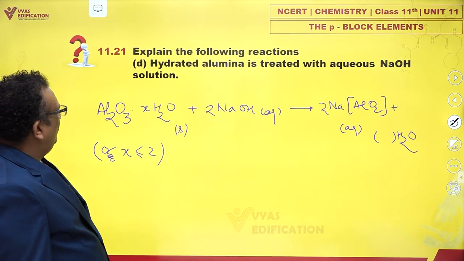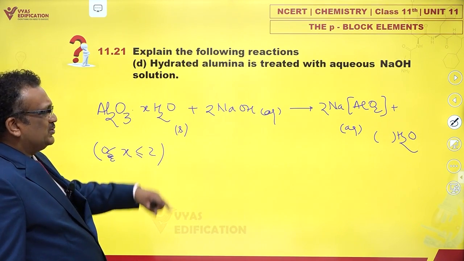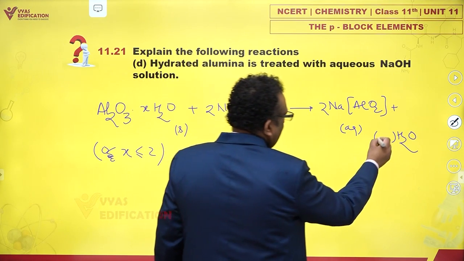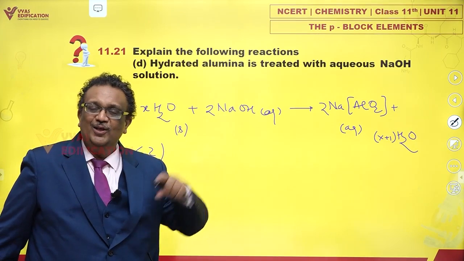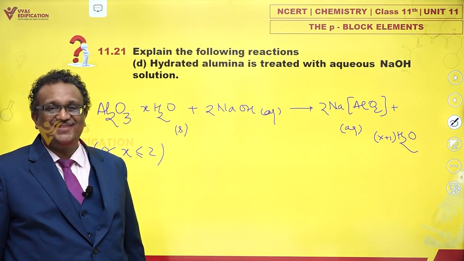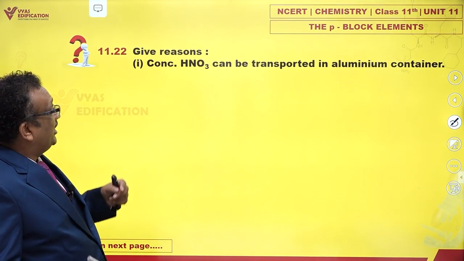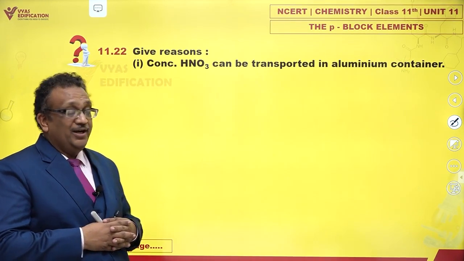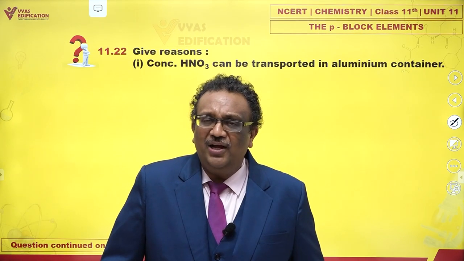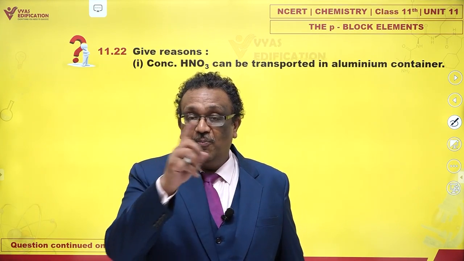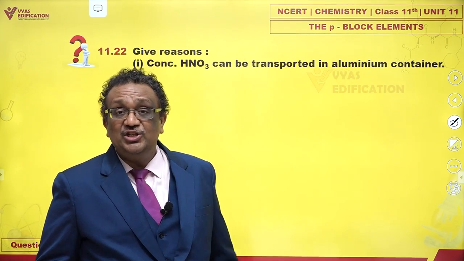Can you add that up? We can do that. This is x plus 1 H2. If this is x, you get one more water, you get x plus 1 water, like this. Give reasons. Concentrated nitric acid can be transported in an aluminium container. Can aluminium react with nitric acid? Actually it does, but there's a catch. And what is that catch?